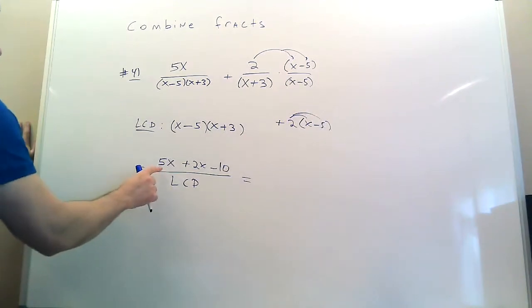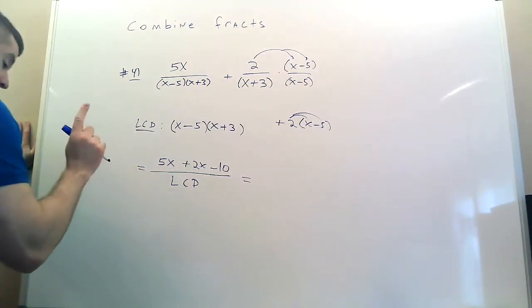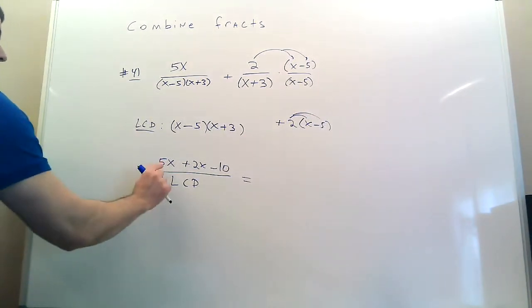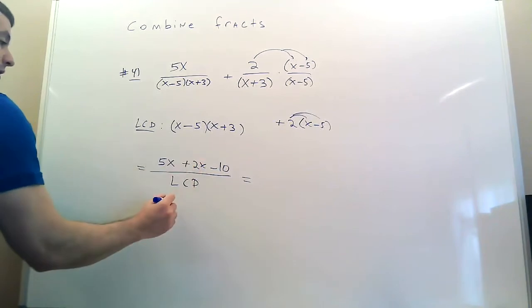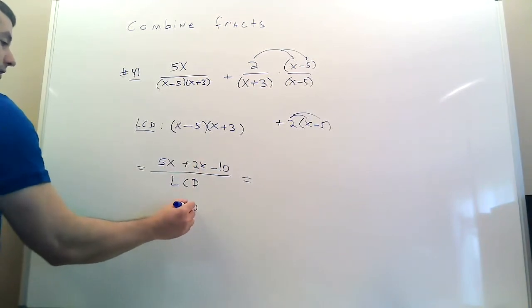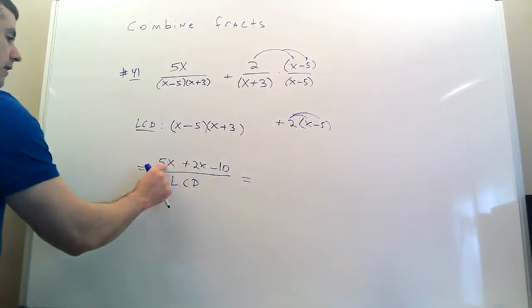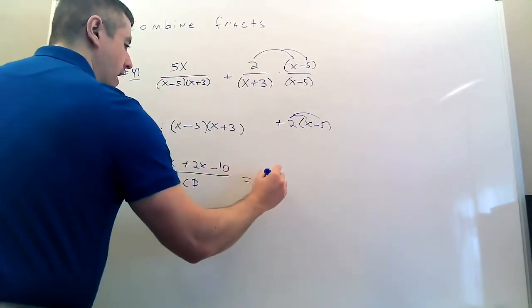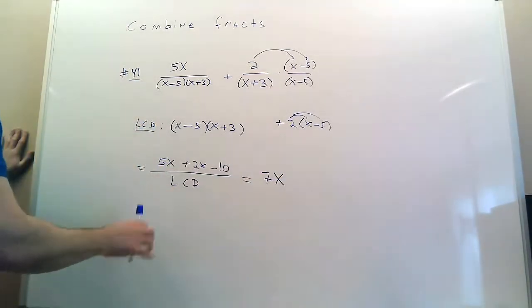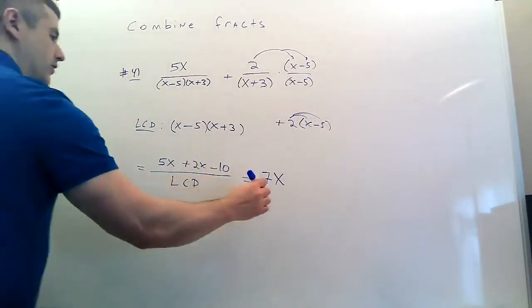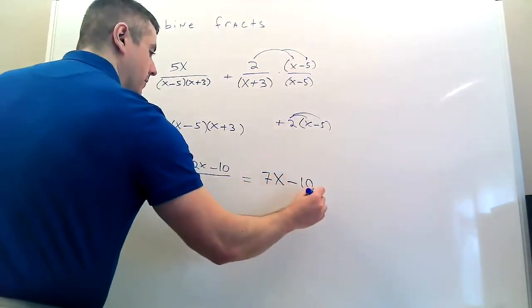Now, I can combine things. You have to be very careful. Some silly mistakes happen here. You have 5 apples and 2 apples. That's 7 apples, not 7 apples squared, right? Don't do that. Be very careful. When you're combining like terms, they don't change. You just add or subtract the numbers in the front, the letters don't change. So 5x's plus 2x's is 7x. The negative 10 just goes along to the right.